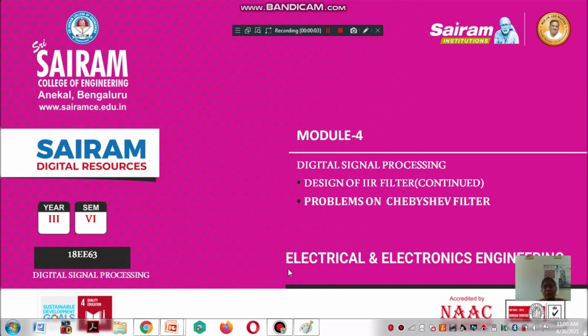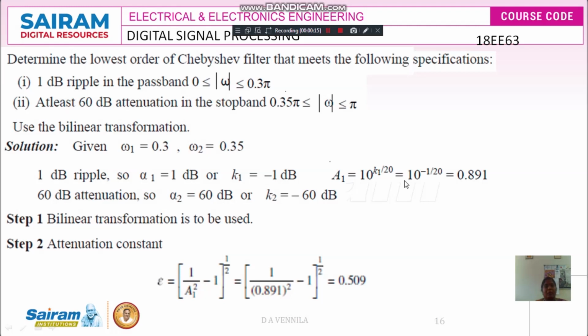Dear students, today I am going to discuss module 4 digital signal processing. Under this module we are going to discuss a few of the problems on Chebyshev filter. So in this filter we are going to discuss the first problem. Determine the lowest order of Chebyshev filter that meets the following specification.